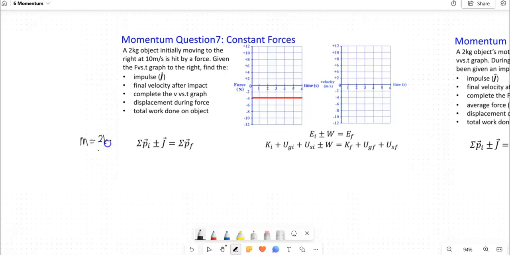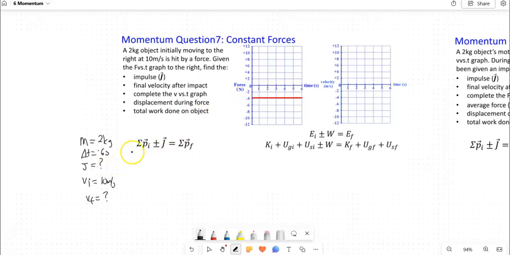We have a 2 kilogram object that is initially moving at 10 meters per second. We're being asked to find the final velocity. Now we do have time from the graph. You can see it takes place for 6 seconds. They're asking us to find force. Nope, they're asking us to find impulse, which in this case is going to be very easy. So try to go in order. That'll help you out in doing these. All right, so we need to find impulse first and final velocity.